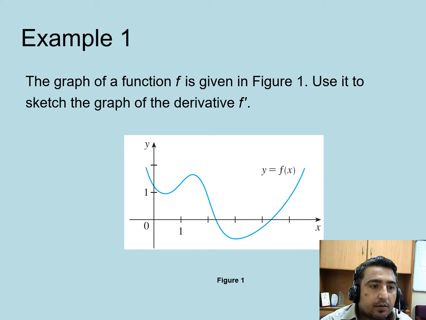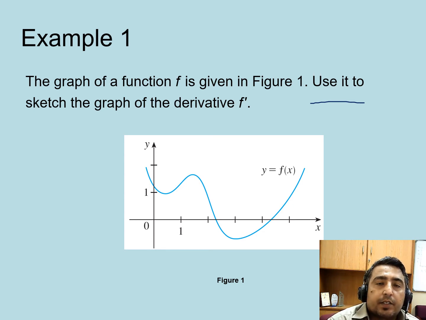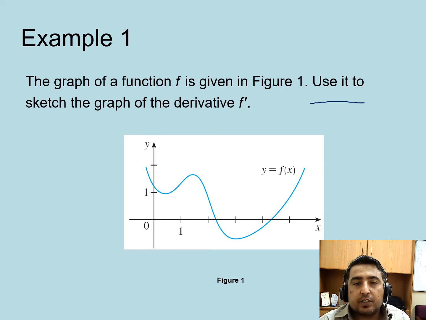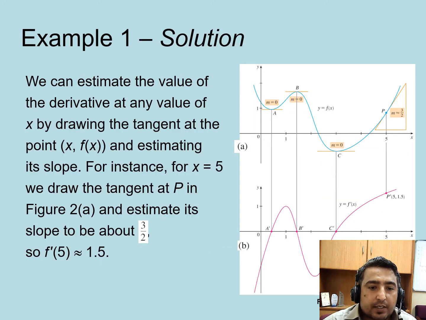Now look at this example. The graph of a function is given in this figure, this blue line. So we do not know the function explicitly. Now the question is how we can sketch the derivative. In other words, we have to find f prime, the derivative of f, not in the form of an algebraic expression, but in the form of a graph. So that's maybe an unusual or tricky example for you, but let's see how it goes.